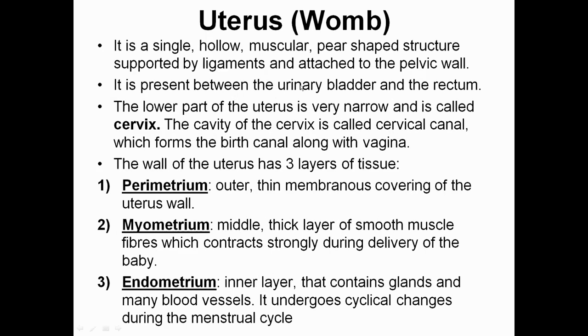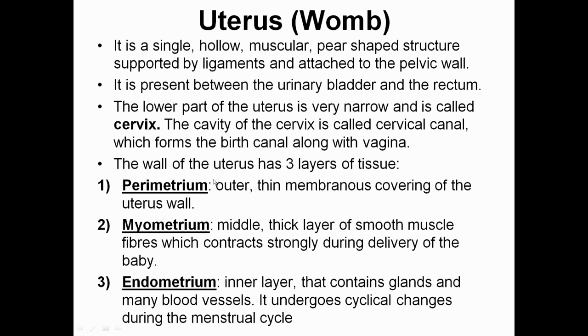Now come to the uterus. It is a single hollow muscular pear-shaped structure supported by ligaments and attachment to the pelvic wall. It is present between the urinary bladder and rectum. The lower part of the uterus is quite narrow. As you can see, it is more like an inverted pear structure and is called the cervix. The cavity of the cervix is called the cervical canal, which forms the birth canal along with that of the vagina.